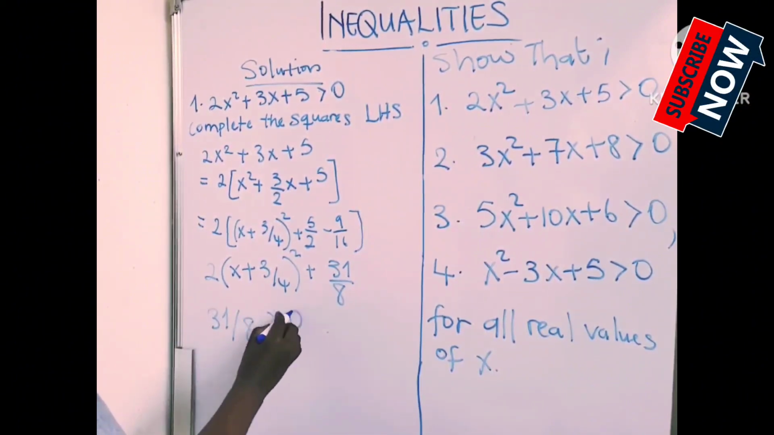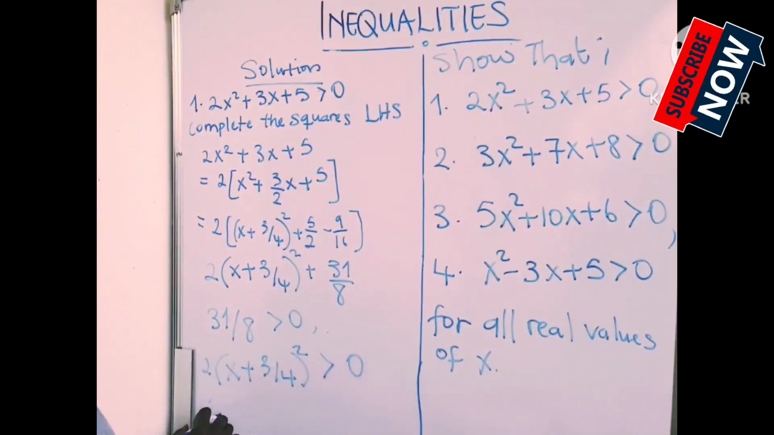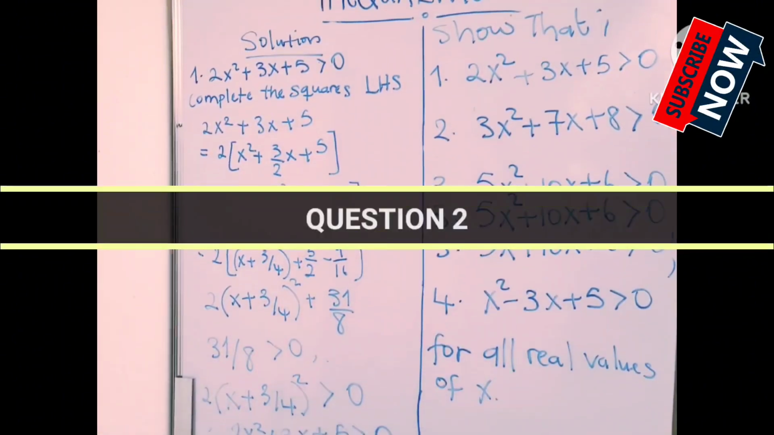After solving that, you will have 31 on 8, which is greater than 0, and x plus 3 on 4 all squared times 2, which is greater than 0. Therefore, that quadratic expression is greater than 0.